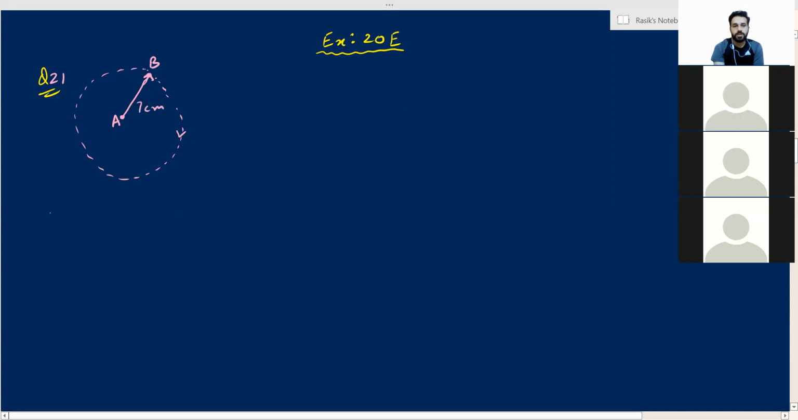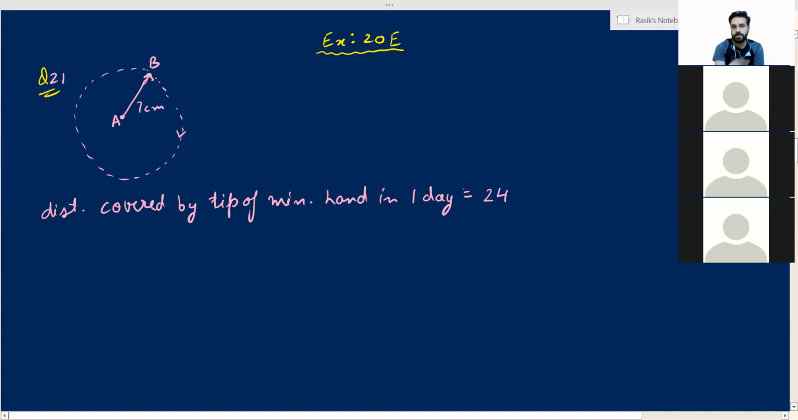Okay. So distance covered by tip of minute hand in one day. In one day there are 24 hours. So that means 24 circles will be made. And in one rotation, how much distance is covered? Equal to circumference. So that means you will multiply by 24. Circumference multiplied by 24. Am I right or not? Everyone, are you all getting the point? Distance covered by the tip in one day.